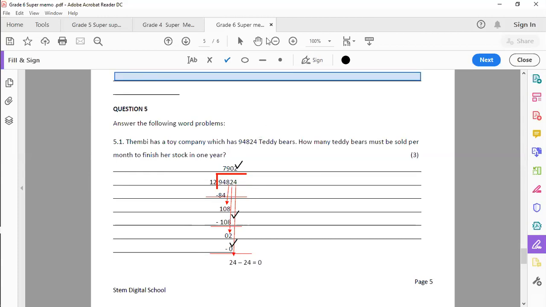I hope we're getting that. Are there any questions with the long division? Are we fine with the long division? Do we have any problems with the long division?